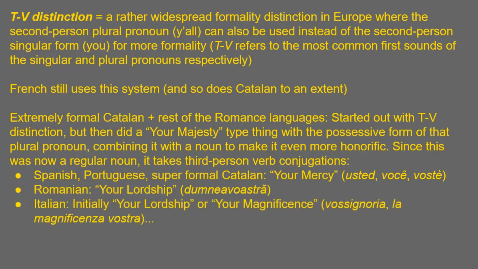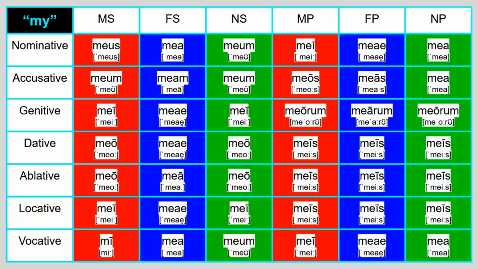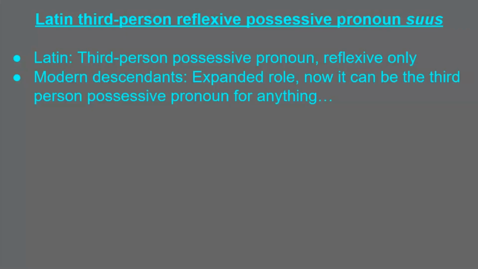Italian in the past could have either your lordship or your magnificence, but then they took the further step of replacing it with the pronoun, so lei, she, since both those words in Italian are feminine. And finally, for the pronouns, we got the possessive pronouns. They pretty much behave like adjectives, so we'll address that evolution soon. There is one interesting part though. The reflexive pronoun sus actually expanded its role and became the possessive pronoun for all of the third person.